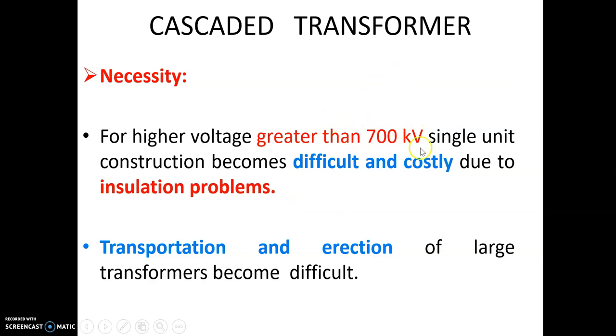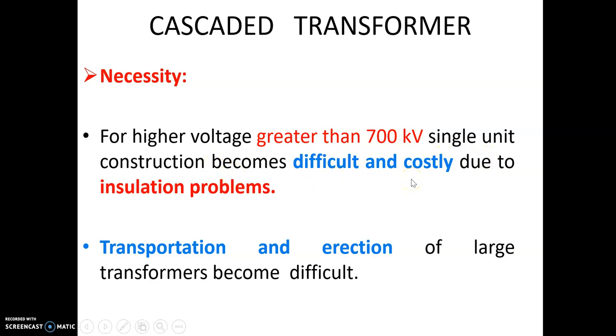So how will you generate high voltage AC? Below 700 kilovolt, you can use a single transformer, as is available in our HV lab. One single transformer has a primary winding, and you can step up using the secondary winding. But if you want very high voltage, generally beyond 600 or 700 kilovolt, then you have to prefer the cascaded transformer.